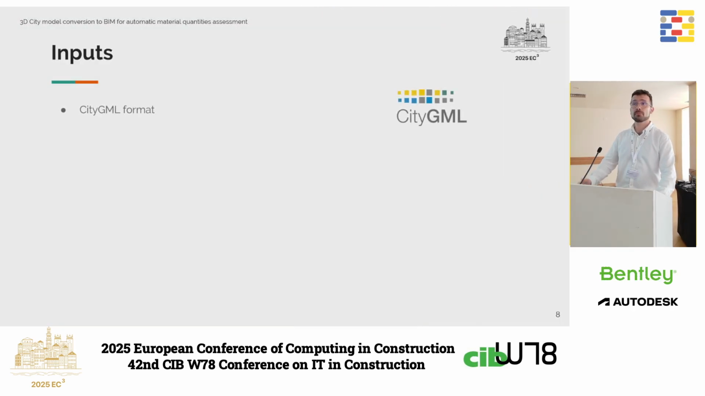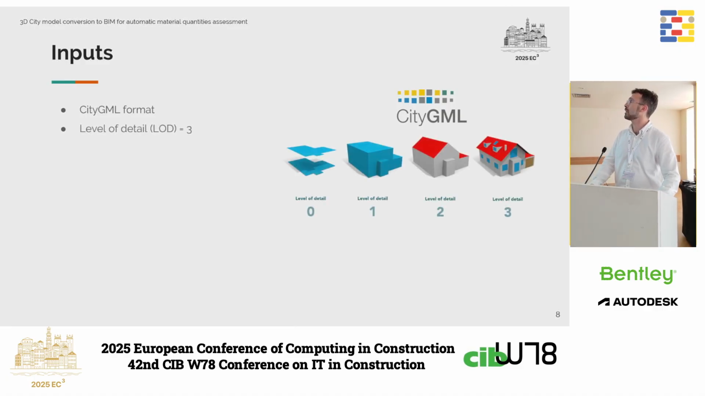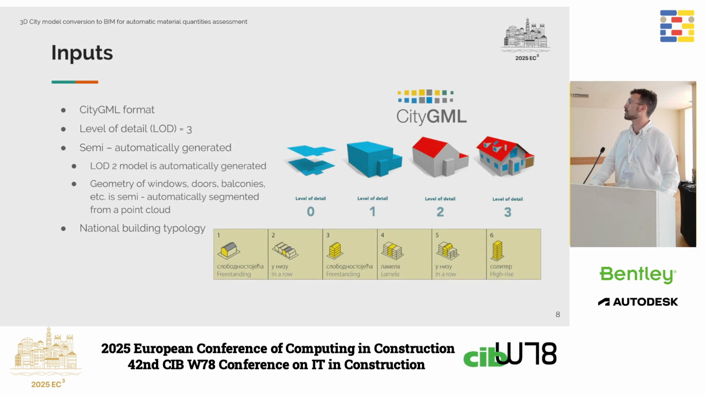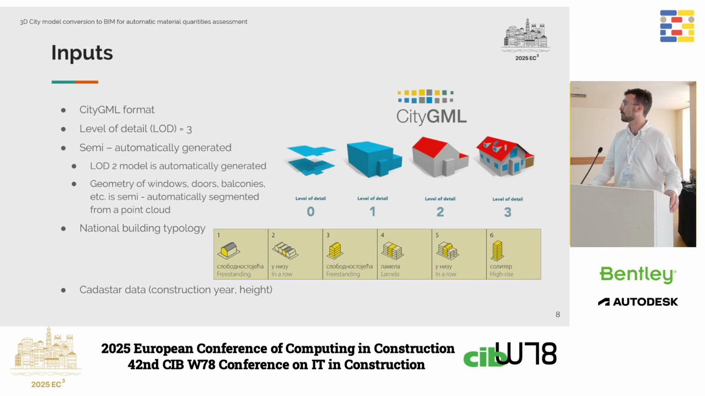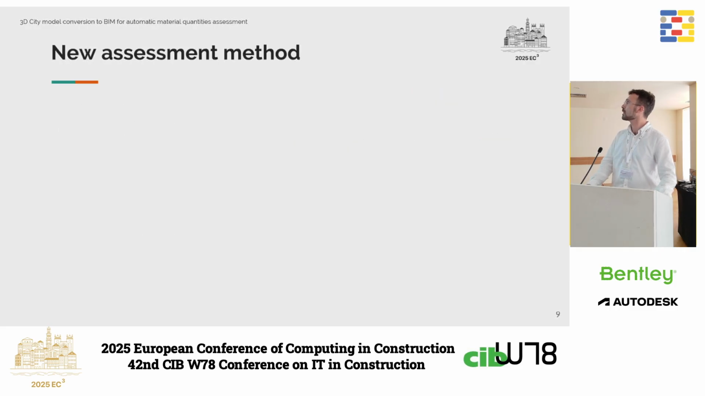And as inputs, we have a 3D city model in a CityGML format at level of detail 3, which is quite high. We also use a national building typology, in this particular case, the Serbian one. And we also use the cadastre data for construction year and height, because the type in national building typology depends on building construction year and shape and some more parameters.